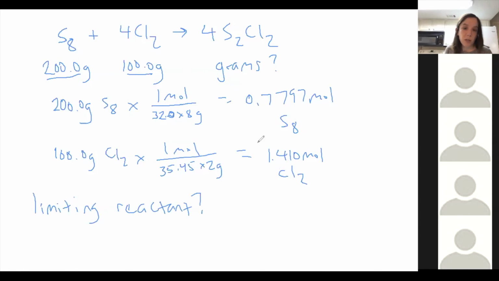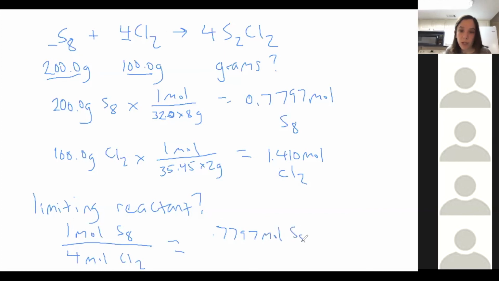So which one's limiting? Yesterday we talked about the molar ratio between S8 and Cl2. And for every 1 mole of S8, you need 4 moles of Cl2. So that's the actual molar ratio based on the numbers in front. What do we actually have? We have 0.7797 moles of S8, and we have 1.41 moles of Cl2.